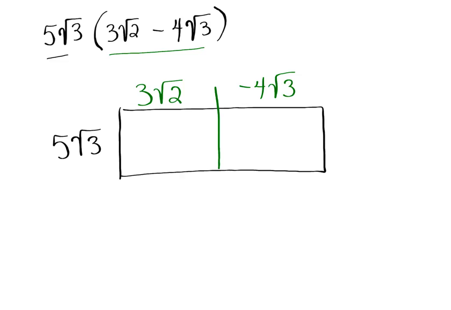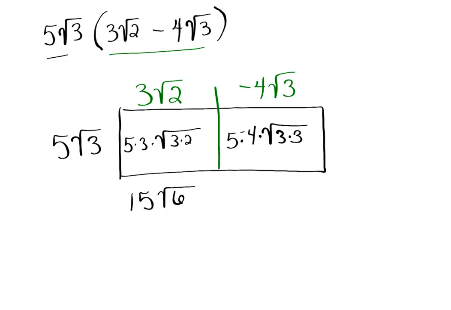Now, so I have 5 times 3 times the square root of 3 times 2. Remember, the stuff under the radical comes together. And then I have 5 times negative 4 times the square root of 3 and another square root of 3. Now I just simplify for what's inside the boxes. This is 15 square root of 6.